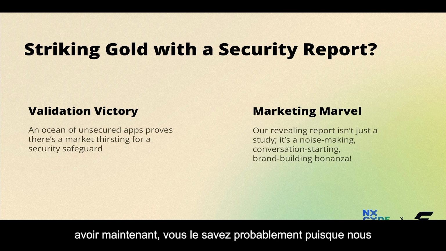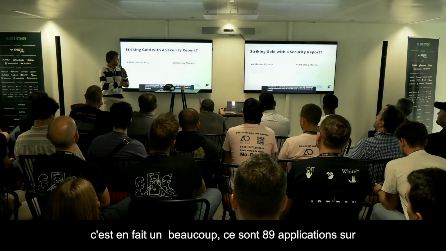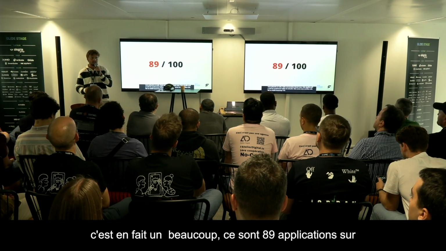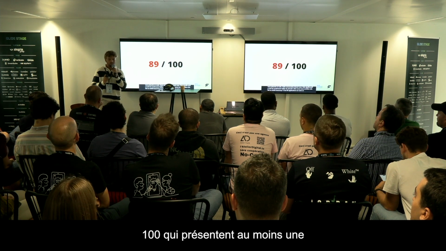Now you probably know it as we exist, and I'm presenting this talk in front of you. It means that there were a lot of security vulnerabilities. But do you know how many? It's actually a lot. It's 89 apps out of the 100 that have at least one security vulnerability.